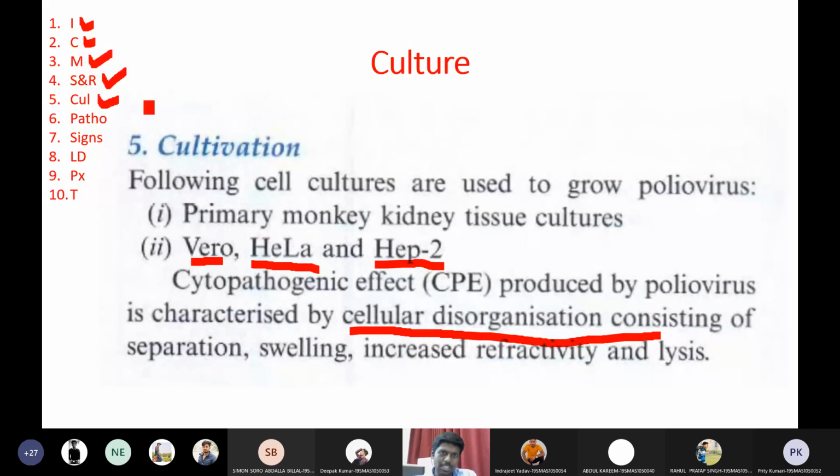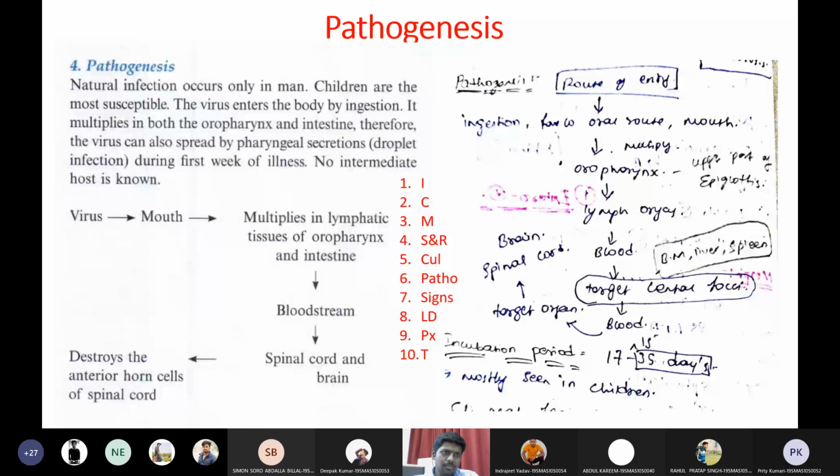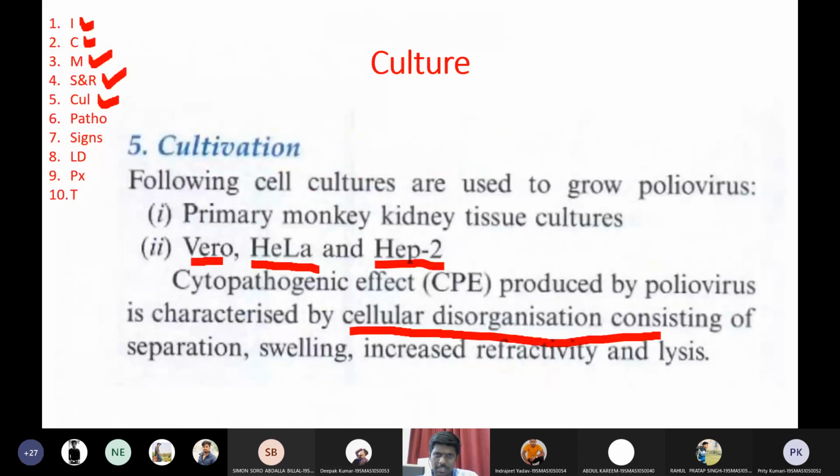Then pathogenesis. Pathogenesis we can continue tomorrow, students. So tomorrow we can continue the rest of the lecture. So this is enough for today's lecture.